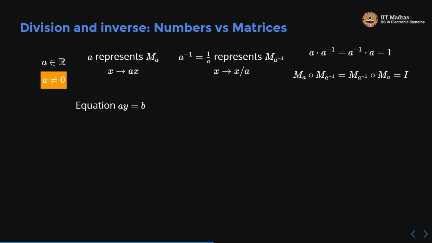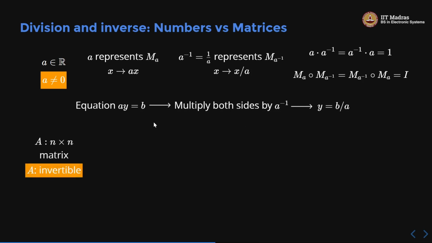But then there are some more things we can do with numbers. For instance, this kind of idea is used in solving equations with variables. Like for instance, you may have an equation like ay equals b. y may be an unknown, a is a number, b is a number. So what do you do? You multiply both sides by a inverse. You get y equals b by a, or a inverse b. So this is very standard. You must have done this from a very young age in school. So you can do something similar with matrices.